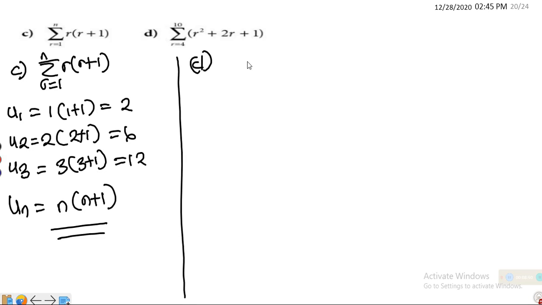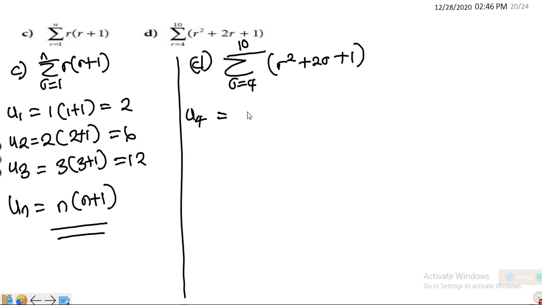So we can take question D. The formula for the sequence is sigma r equals 4 to 10 of r squared plus 2r plus 1. Okay guys, this is a finite sequence because the summation is taken from 4 to 10. So we are starting from 4, so there's no u1, so we have u4, which is r equals 4. Now 4 squared plus 2 times 4 plus 1, which is 16 plus 8 plus 1, which will give us 25.